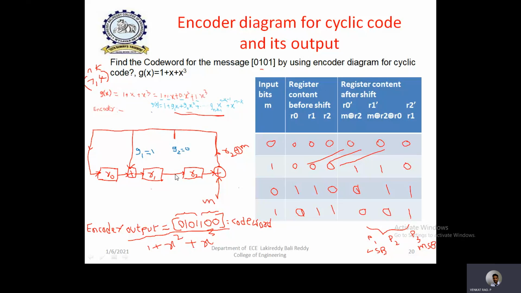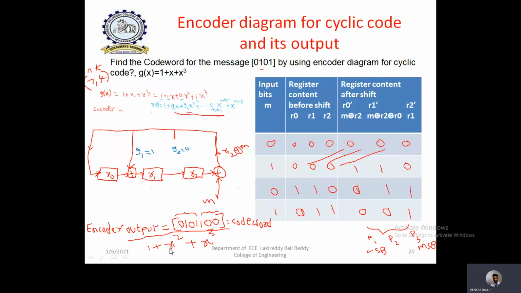So no connection must be there. If there is a coefficient which is equal to 1, then we should connect a short circuit point. That's why, even though we have G2 equal to 0, there is no connection because it is open. So that's why there is no XOR operation also.